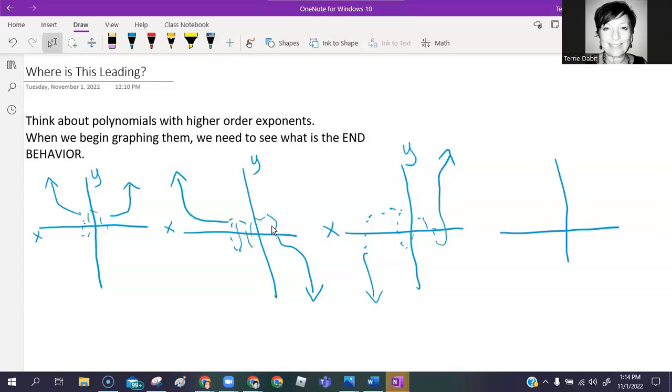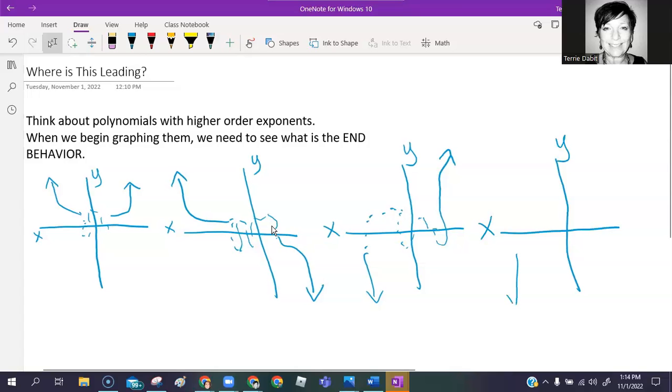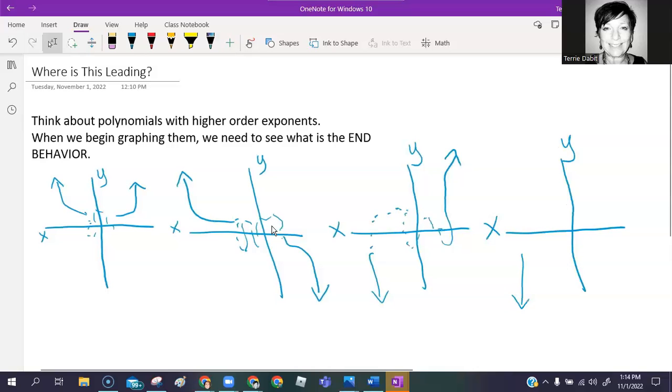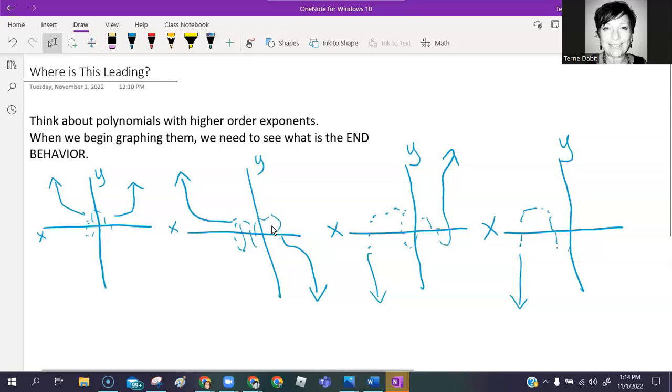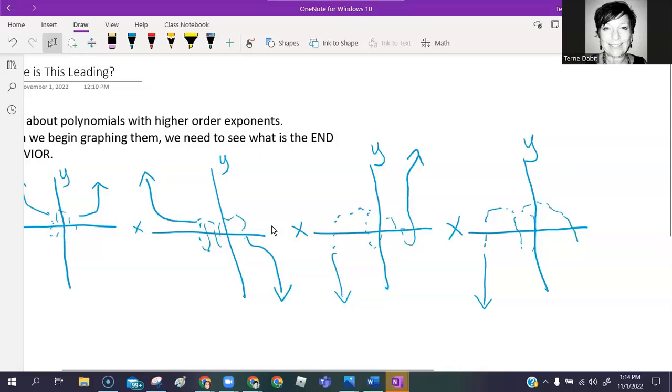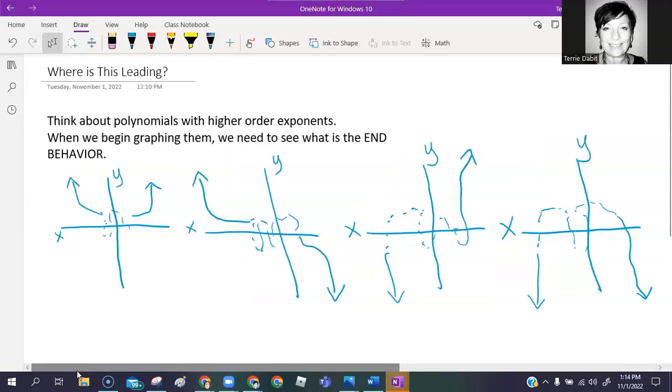And then the last one on an XY coordinate plane, it could start down here below on the left side. Something is going on here. Could go up and down. It could do a lot of things. But then it goes to the bottom. So you've got 4 different things that could happen to the end behavior.